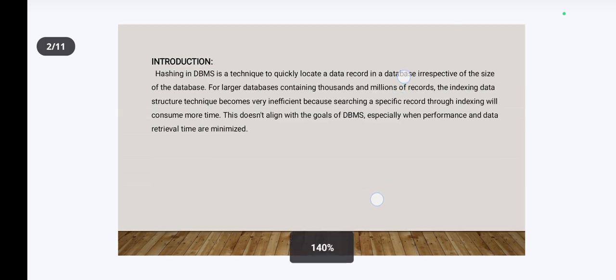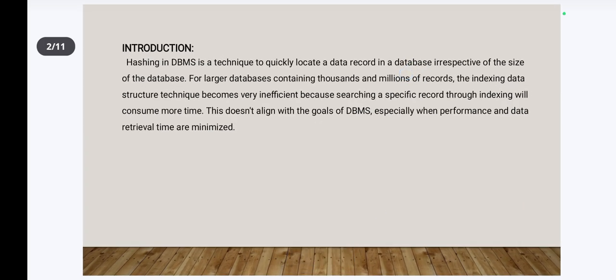Introduction about hashing: hashing in DBMS is a technique to quickly locate a data record in a database irrespective of the size of the database. For larger databases containing thousands and millions of records, the indexing data structure technique becomes very inefficient because searching a specific record through indexing will consume more time. This does not align with the goals of DBMS, especially when performance and data retrieval times are minimized.